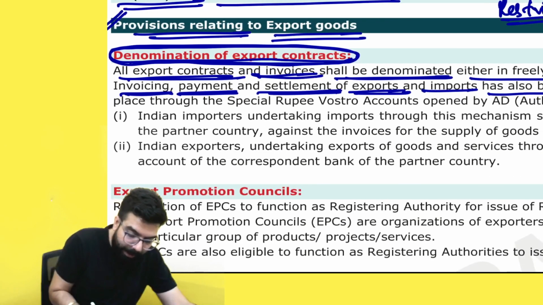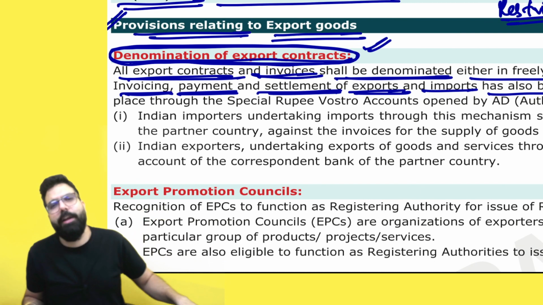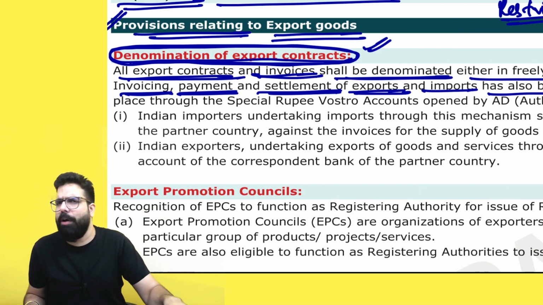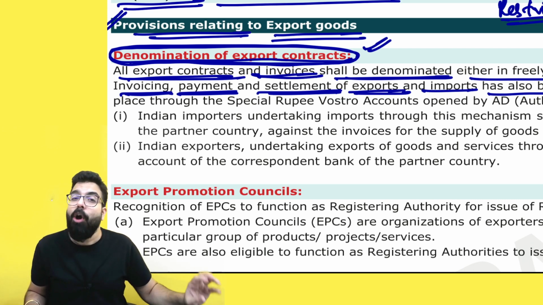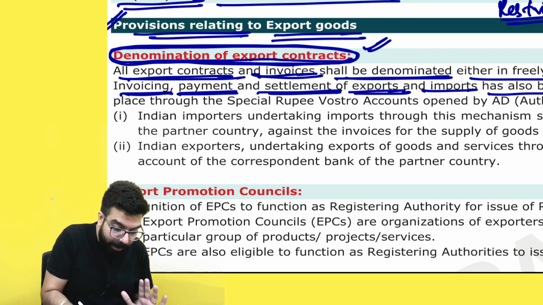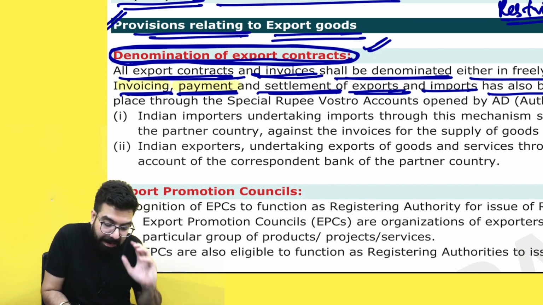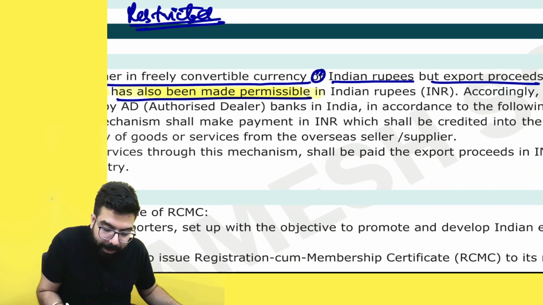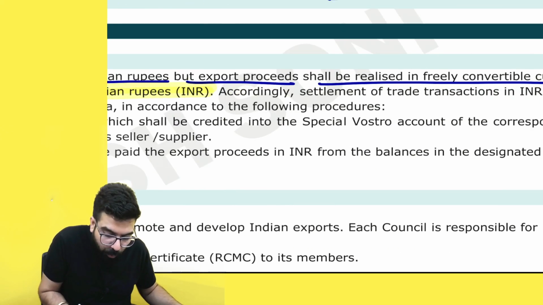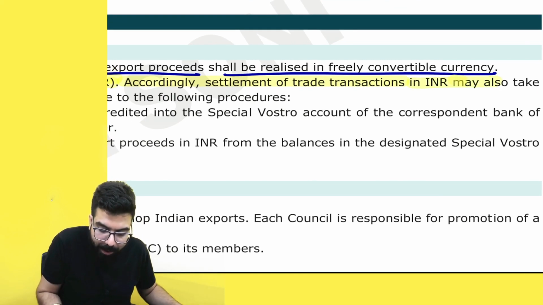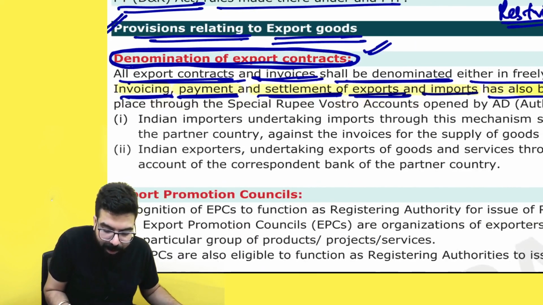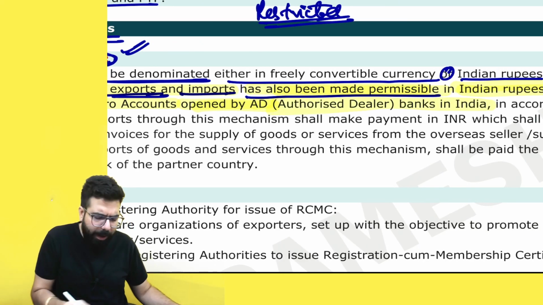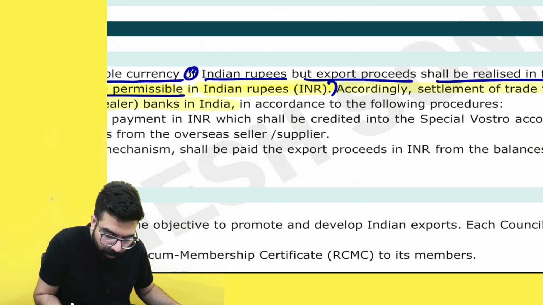So they are telling denomination of export contract. Earlier it used to say that it should be either in freely convertible currency, meaning dollar, pounds, etc., or it can be in INR also. And now they are telling that invoicing, payment and settlement of export and import have also been permitted in Indian rupees, and accordingly, if you want to settle a trade transaction in INR, that may take place through a special Vostro account opened by an authorized dealer bank in India. Okay, sir.